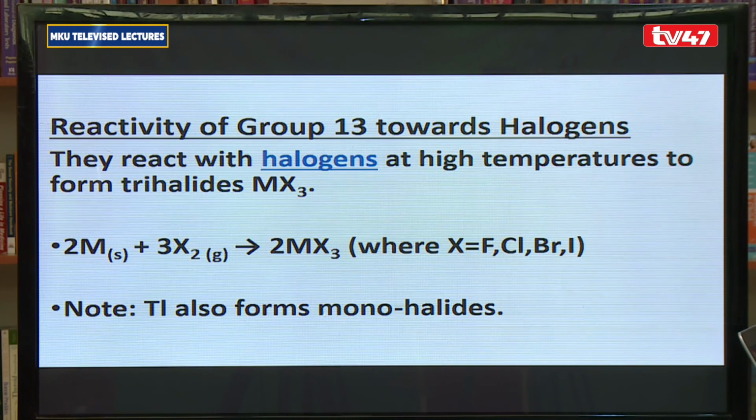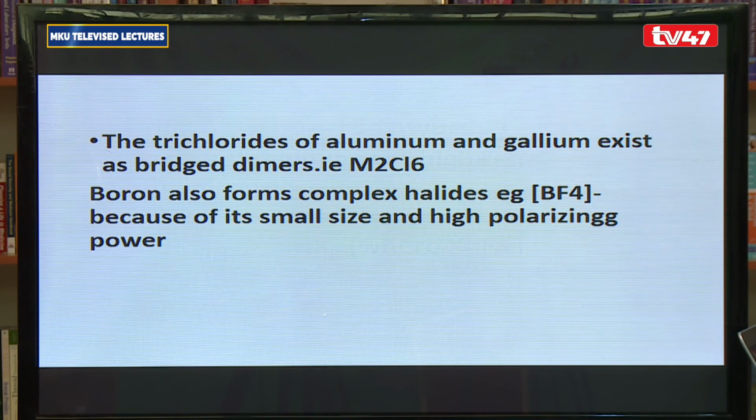Now the trihalides of boron are also able to form complex trihalides on top of the normal trihalides. And also aluminium trichloride exists in the form of a dimer, M2Cl6, the same case as gallium-3 chloride. Both of them are dimeric in nature. And boron, because of its small atomic radii and high polarizing power, also forms complex halides like tetrafluoroborate.